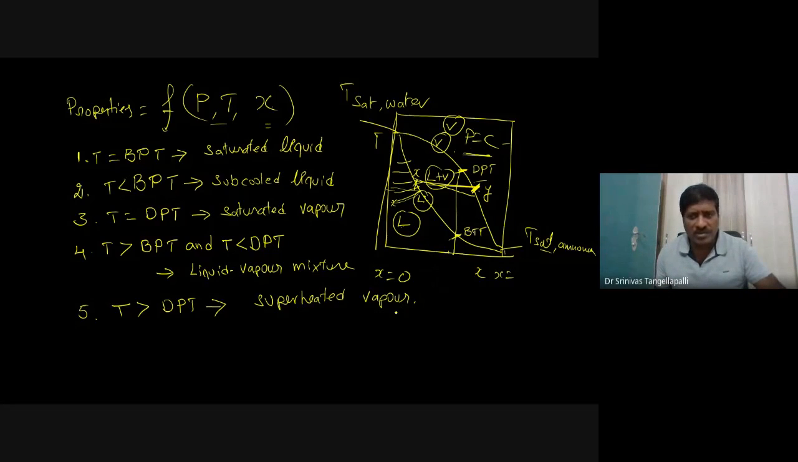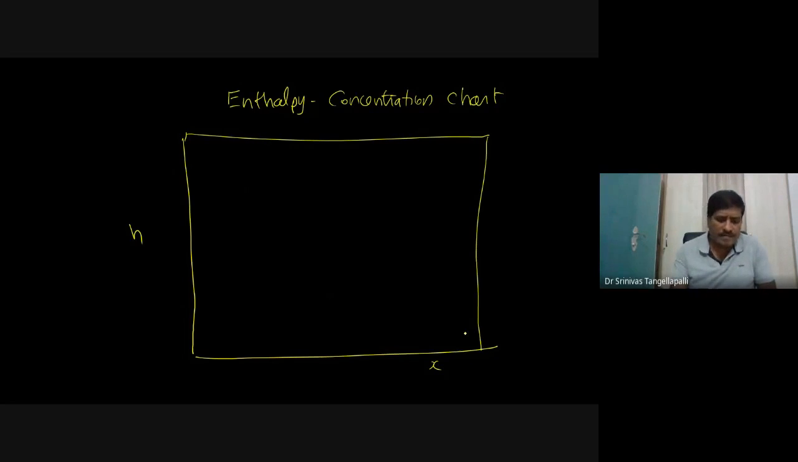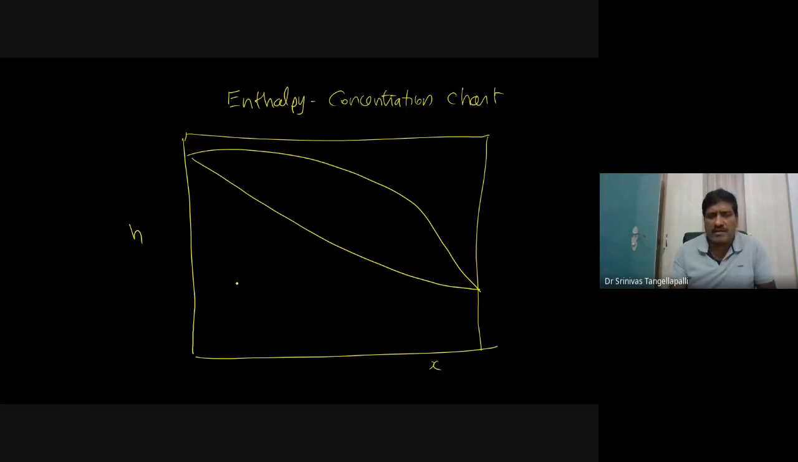I'm adding one more property chart and then I will finish. Enthalpy concentration chart. The y-axis, instead of selecting temperature, now I selected enthalpy. X-axis is the same, that's concentration. I'm drawing one loop here and one more curve.